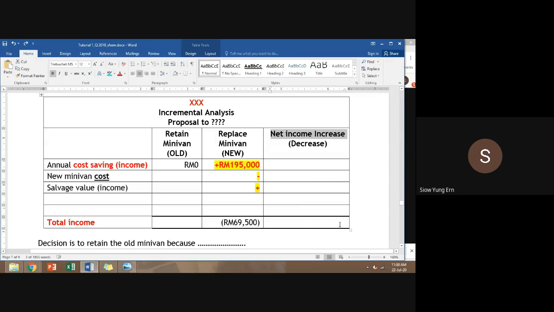So what is your final answer? You can just add up these figures, or you can compare these two. Total income decrease, correct. Negative 69,500. If you want to compare these two, you will realize from 0, it becomes a loss, negative. So, same thing, your total income will also be negative.